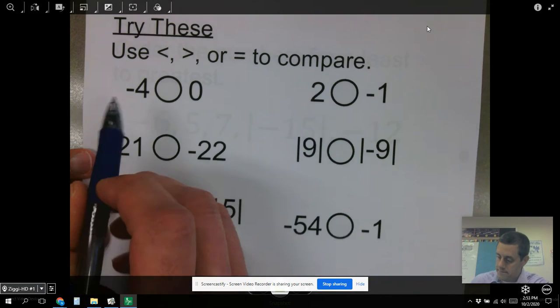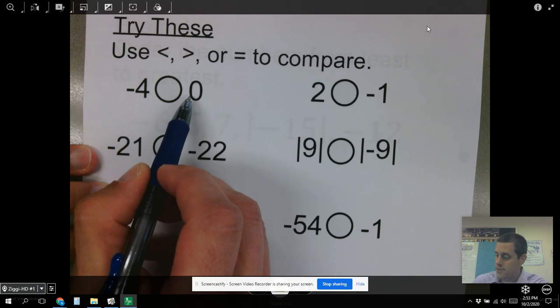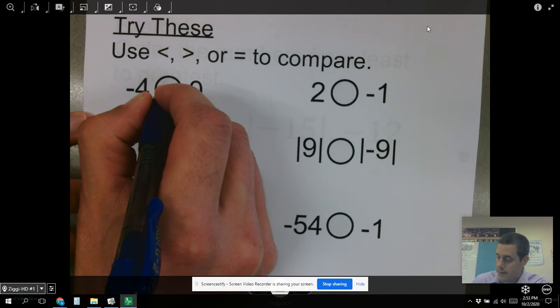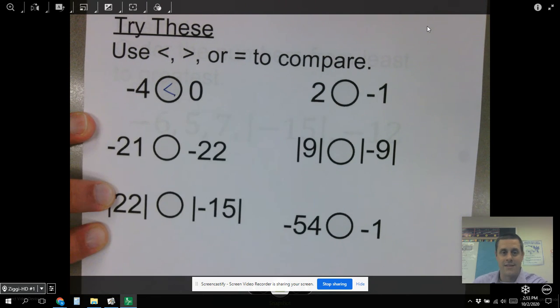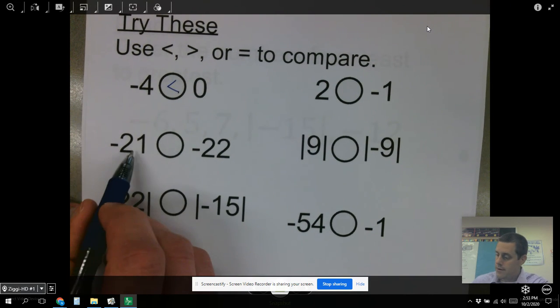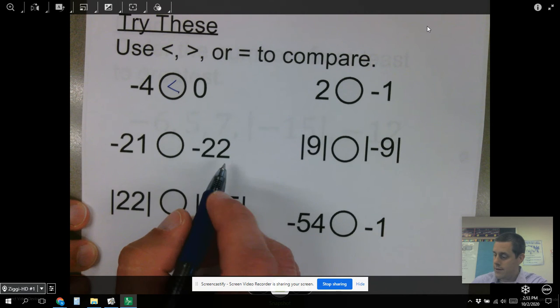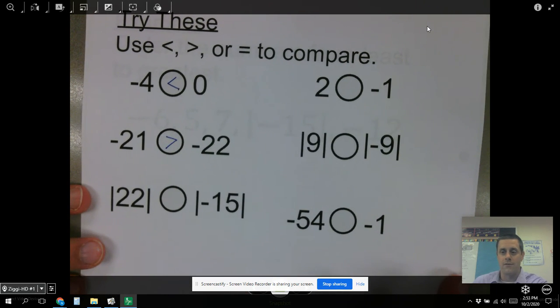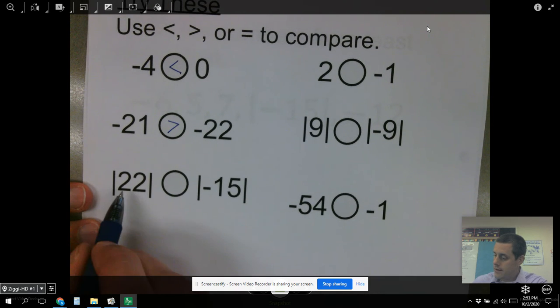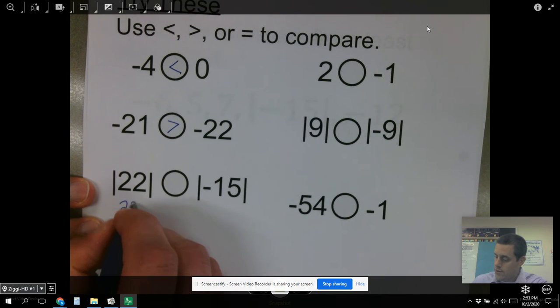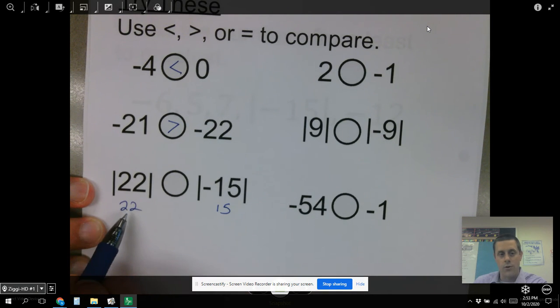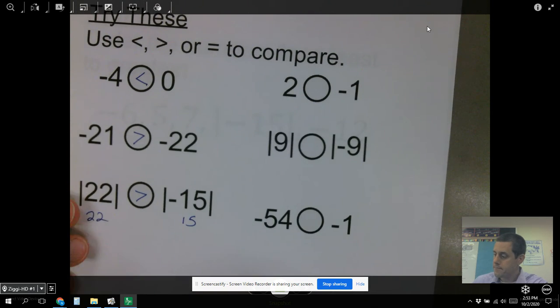Okay, number 1, we're comparing negative 4 and 0. Negative 4 is further left than 0 on the number line, so it is less than. Negative 21 and negative 22. Negative 21 is greater than negative 22 because it is further to the right. Absolute value of 22 is 22, and the absolute value of negative 15 is 15. So we are comparing 22 to 15. 22 is greater than 15.